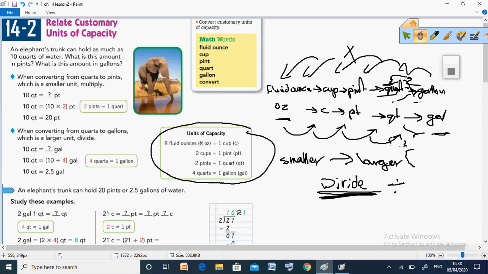And look here in this box. In this box we have units of capacity. 8 fluid ounces is 1 cup. So that means each 1 cup contains 8 oz, each 1 pint contains 2 cups, each 1 quart contains 2 pints, and each 1 gallon contains 4 quarts. This is the largest unit, and this is the smallest one. So I cannot convert from gallon to pint directly; we have to go to quart, then from quart to pint. I will give you some examples, or some problems, and we will solve them together.